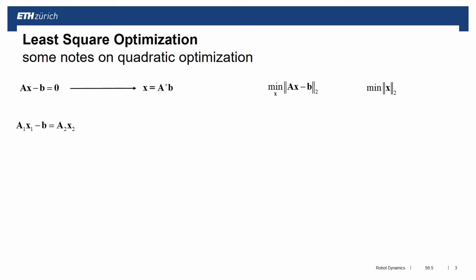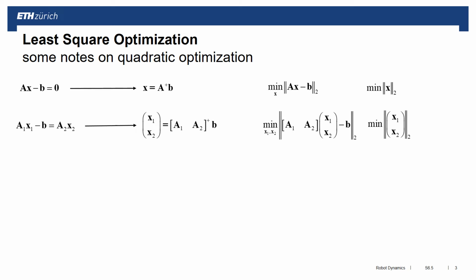Now if you have two variables, x1 and x2, but they both again come linearly into this constraint formulation, we can just reformulate this into a stacked formulation. So we're stacking x1 and x2, and we also get a stacked A matrix, but in the end it's the exact same formulation that you've seen before, and we can also either minimize the error or minimize the length of x.